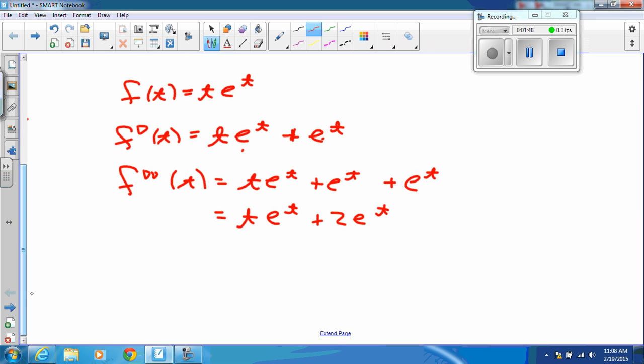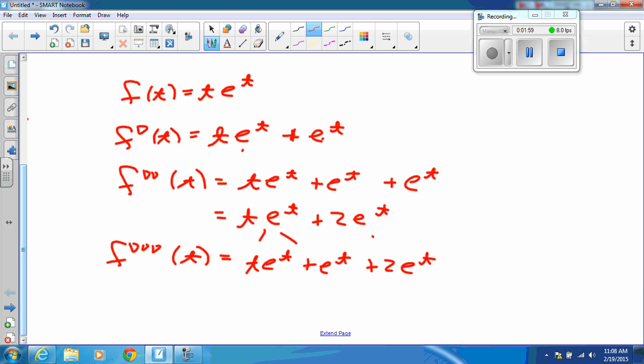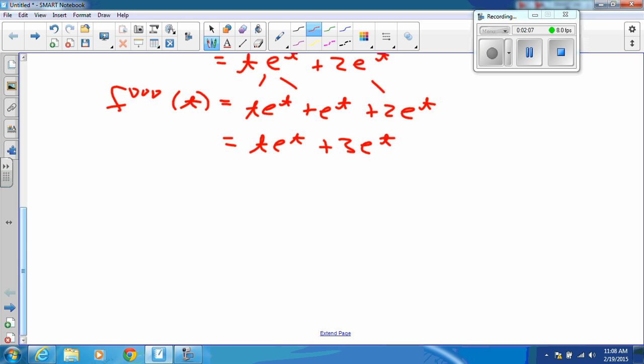To me a pattern fairly quickly emerges, and I can verify that with yet another derivative here: t e to the t plus e to the t, plus our original 2 e to the t's, gives me t e to the t plus 3 e to the t. So how would we describe our pattern? Well, when I take the nth derivative, what I get is t e to the t plus n terms of e to the t.